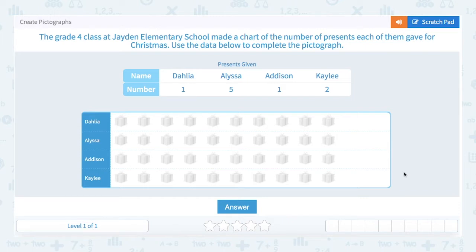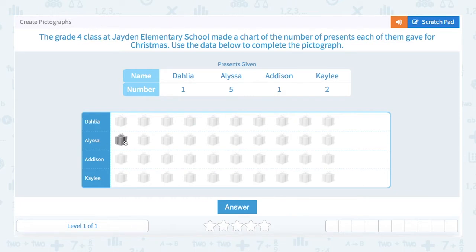The grade 4 class at Jayden Elementary School made a chart of the number of presents each of them gave for Christmas. Use the data below to complete the pictograph. So we see here that Dahlia gave 1. So we'll click on 1 gift there for Dahlia.